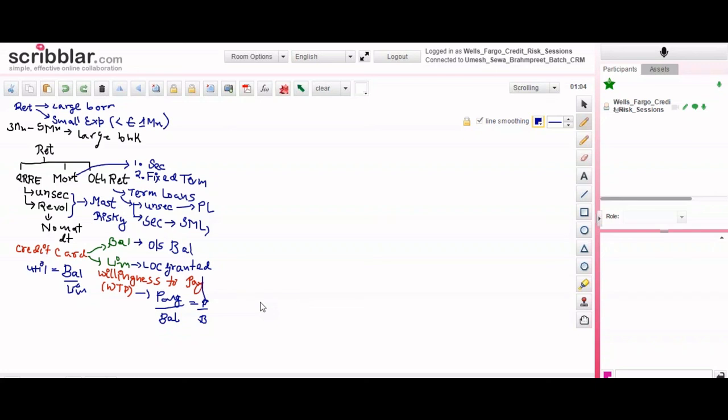So utilization and the payment balance ratio together will give us an idea about the willingness to pay. And the higher the willingness to pay of the borrower, the lower are his chances of defaulting in the next 12 months of performance. Clear? So the next thing that we'll talk about over here, we've talked about utilization, willingness to pay, and the payment balance ratio. The next thing, which is very important, is the headroom.